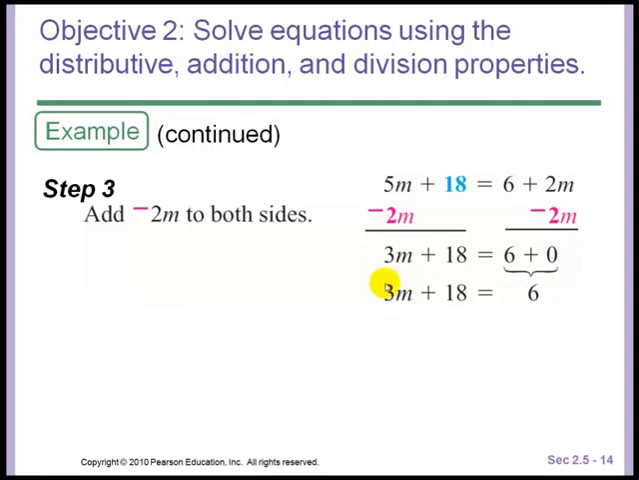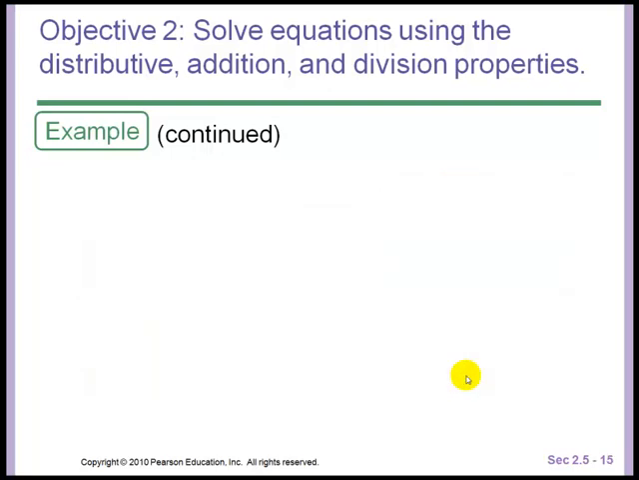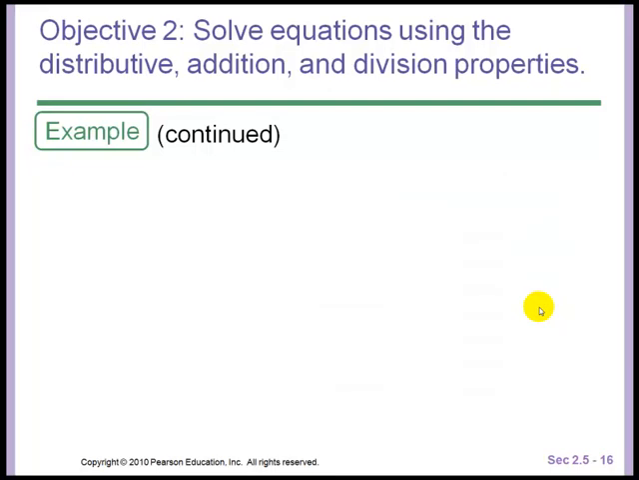Now we want to get this 3m by itself, so we're going to add a negative 18 to each side. We get 3m plus 0 equals negative 12. Again, 3m plus 0 is just 3m equals negative 12. And lastly, to get the actual solution, divide both sides by 3, and we get m equals negative 4. The very last step is to check that answer.